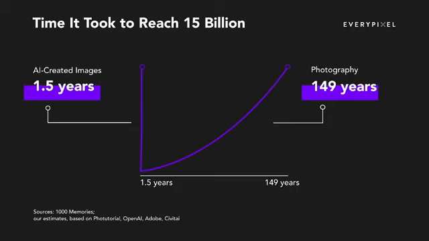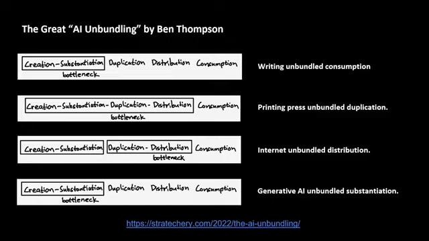And what's really behind this? How do we conceptually understand what's going on? I think Ben Thompson, the author of Stratechery, actually captured this idea and explained this concept the most vividly. He calls it the great AI unbundling. He basically says every technological disruption unbundles a part of a creative process, right? If you think about what writing and literacy has done, it unbundled consumption. Anyone can consume, right?